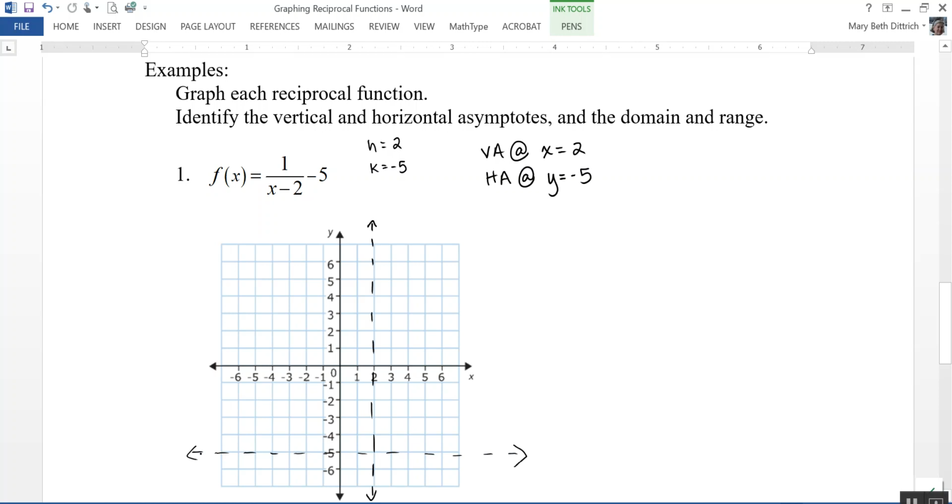Okay, and that tells me a lot about what the graph is going to look like. I also noticed that a is equal to 1, so that's a positive number, so I know that my graph is going to be kind of to the up and right of my asymptotes, and then I'm going to have a piece of the graph down here below and to the left of the asymptotes. So in order to get some points to graph, I'm going to make a table of values.